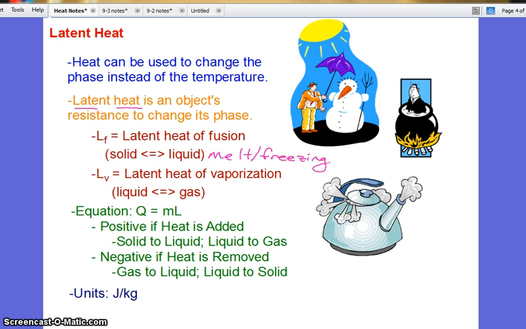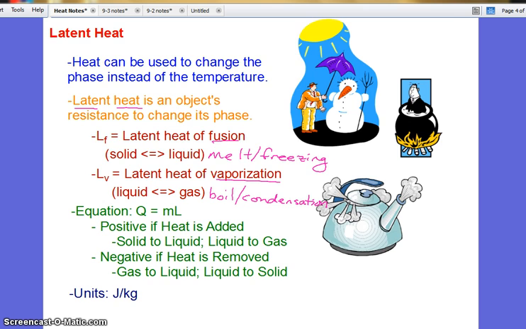Besides latent heat of fusion, there's also latent heat of vaporization. That's when we go from a liquid into a gas, such as when we boil water. Or it's also when we go from a gas to a liquid, such as when there's condensation due to steam going back into water.